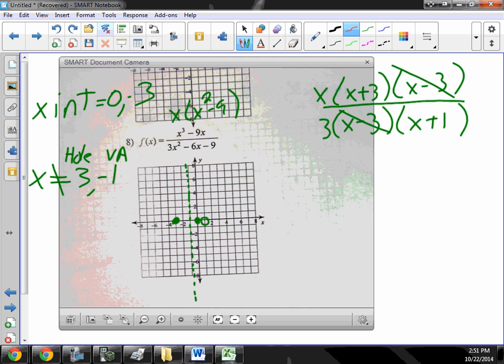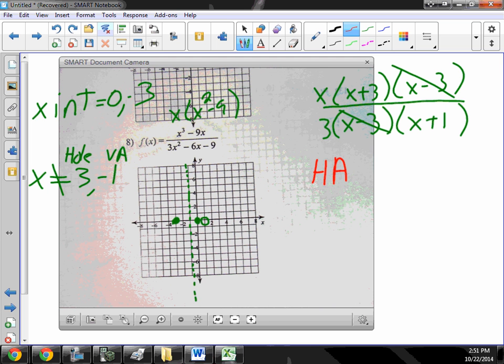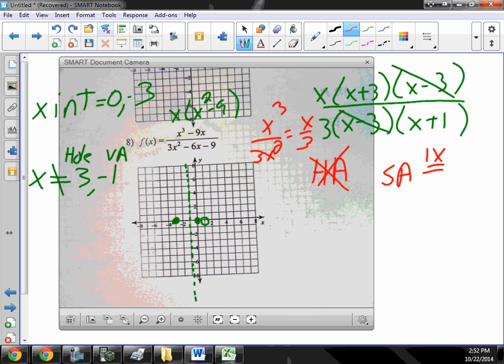Okay. What about my HA? Right, I have x to the third over 3x squared, which simplifies to be x over 3, which is not an HA. It's a slanted asymptote at 1/3 x. So if I go up 1 and over 3, that is my slanted asymptote.